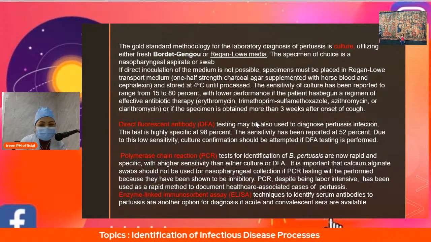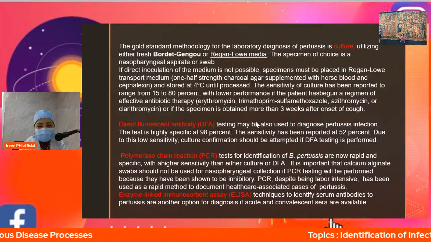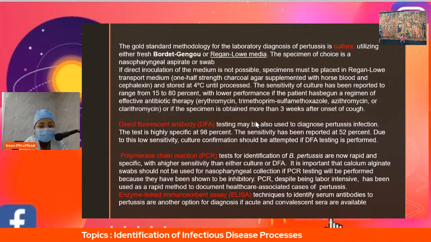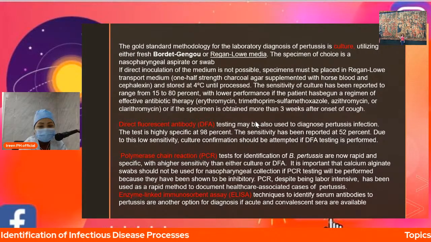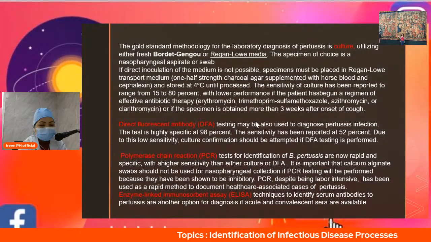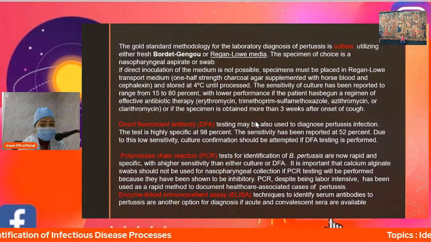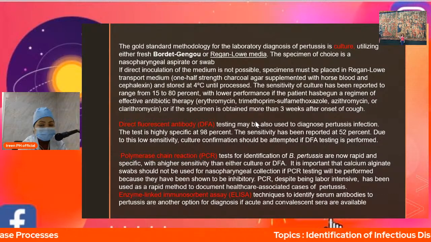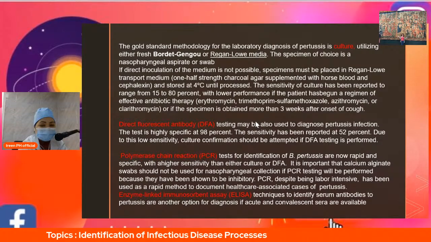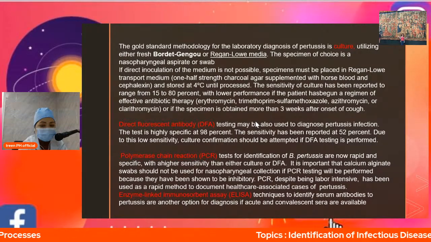PCR, polymerase chain reaction. Tests for identification of pertussis are now rapid and specific, with a higher sensitivity than either culture or DFA. It is important that calcium alginate swabs should not be used for nasopharyngeal collection if PCR testing will be performed, because they have been shown to be inhibitory.